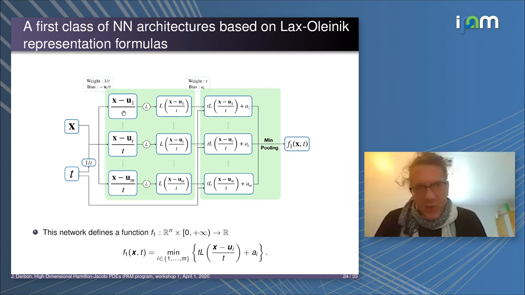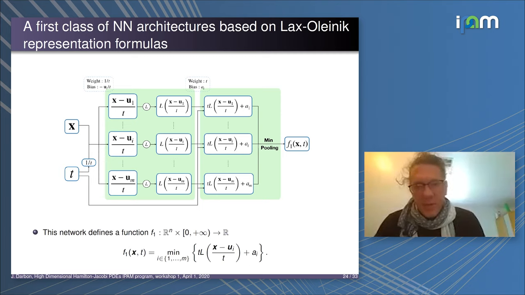Then those guys should be considered as a neuron. Then for each neuron, you send the result to an activation function that we call L, the Lagrangian. So you get L evaluated at the empirical velocities, and you do that M times. And now what you do is you take those guys and you multiply by t, plus a_i. So you do an affine combination of your output, and finally you consider the min pooling. So you look at all those guys and you select the minimum. That defines a function that I call F1 of x, t that reads exactly like this.